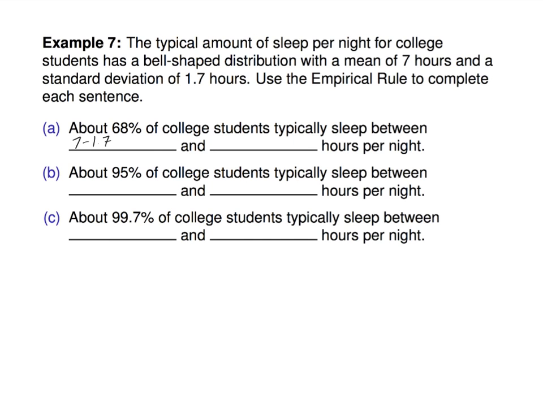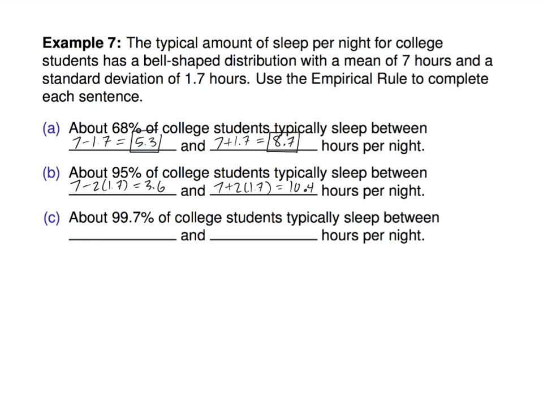So 7 minus 1.7 is 5.3, right? And 7 plus 1.7 is 8.7. So 68% of college students sleep between those values. Sounds about right. 95% would be 7 minus 2 times 1.7, and 7 plus 2 times 1.7. So 2 standard deviations away is 3.6 and 10.4.